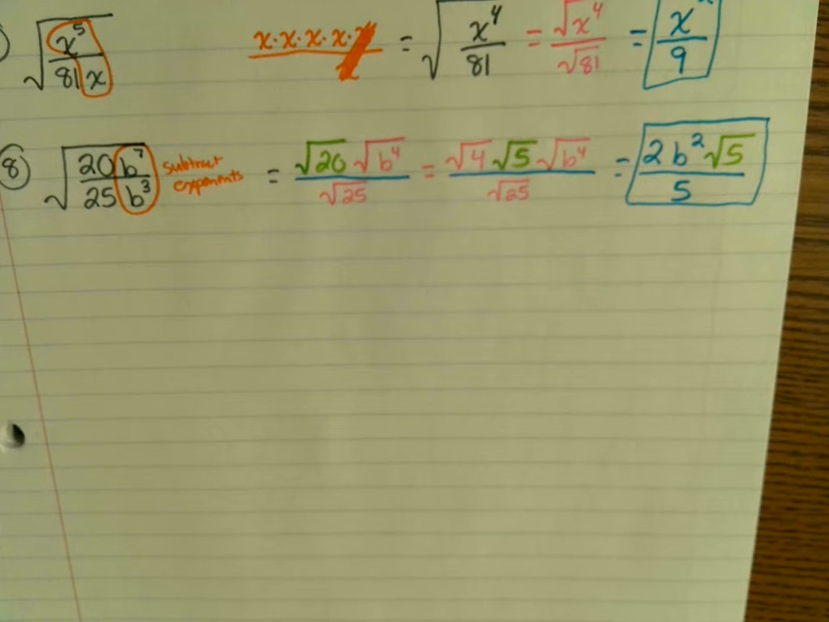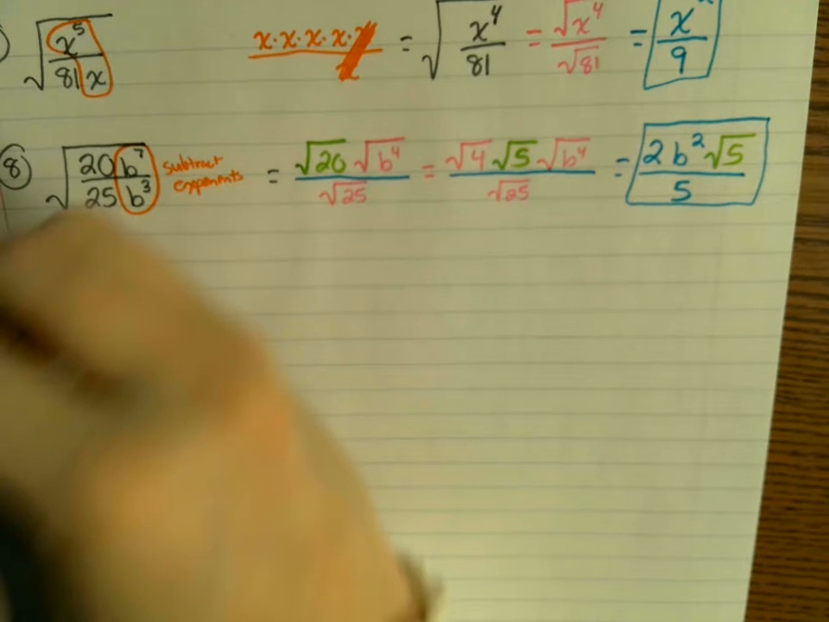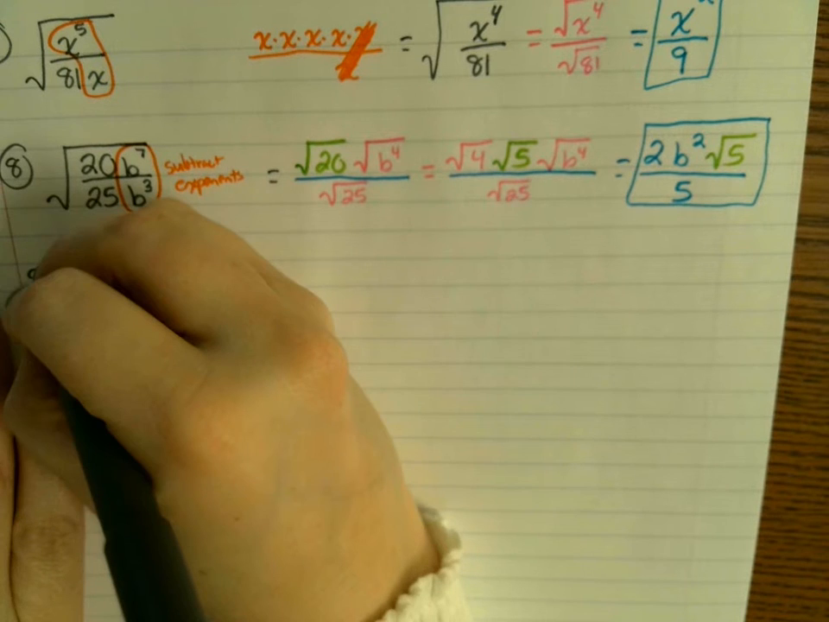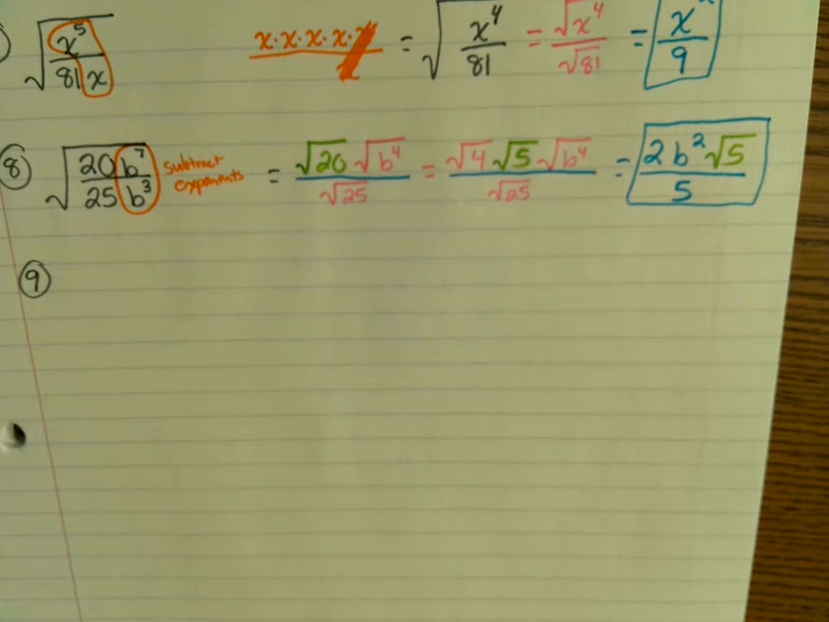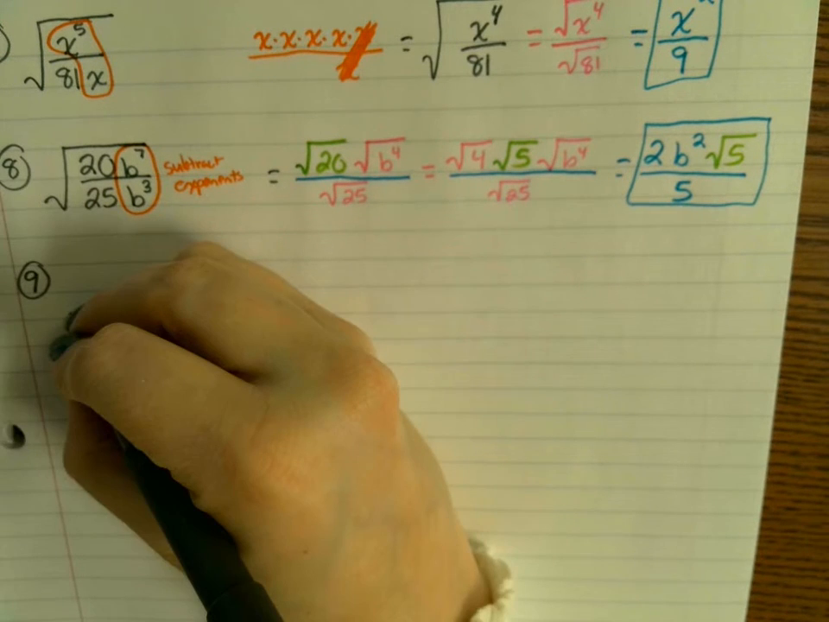Try one on your own, and then we're going to move on to probably the most difficult part, which is rationalizing the denominator. Don't make that sound. It'll be fine.